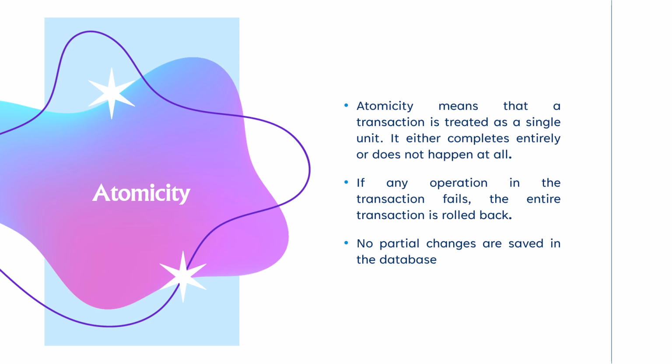So if person A transfers money to person B, and there's an error like a hardware or network error, and the money is withdrawn from person A but not deposited to person B, that won't be an accurate transaction. So what atomicity ensures is that the operation should be done entirely. If it is done only half, it should be rolled back, and the whole transaction should be rolled back and restarted from the first step. So no partial changes are left in the database.